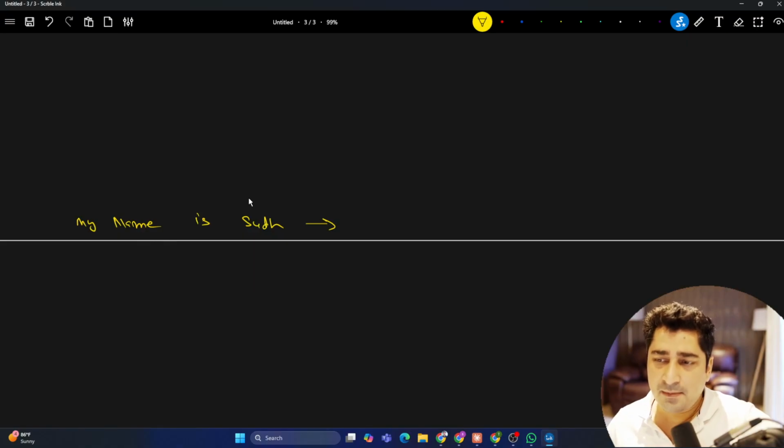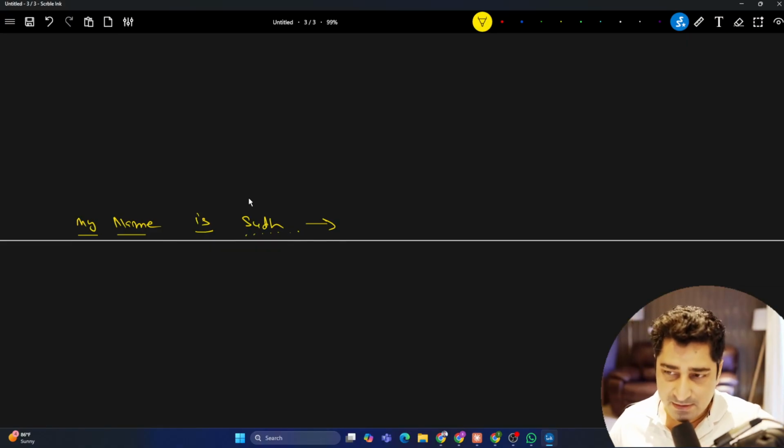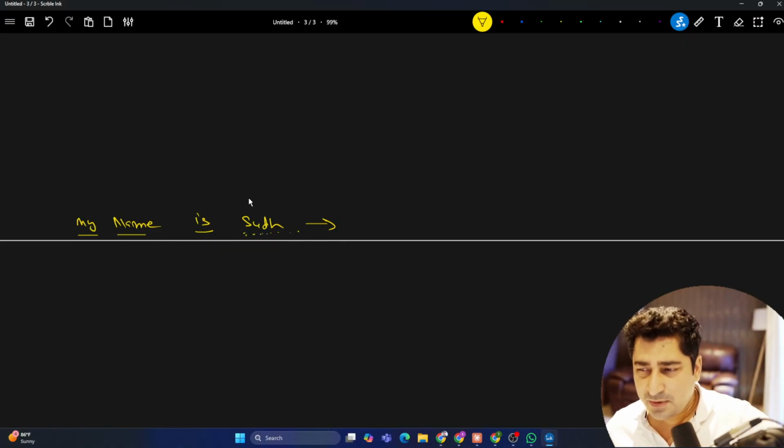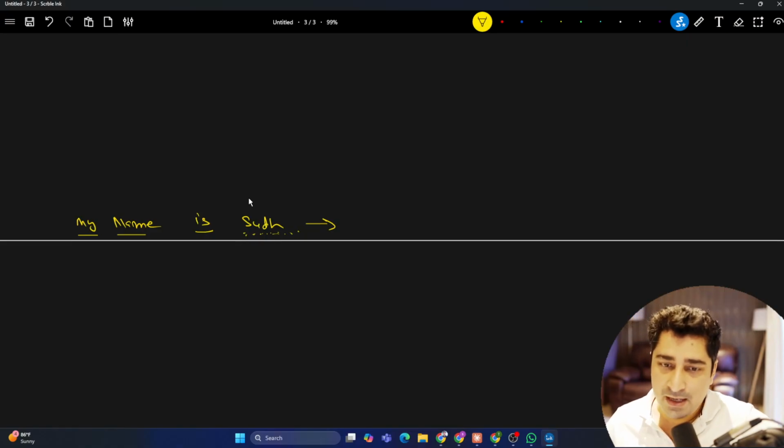So whenever I'm going to give an input, my name is, automatically it should do a fill in the blanks. If I'm saying my name is or name is, automatically it should be able to do fill in the blanks, and it should be able to generate this SUDH. So basically I'm talking about a fill in the blanks kind of problem statement, and the system should be able to do it automatically.